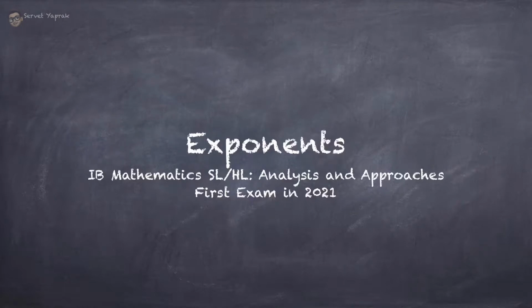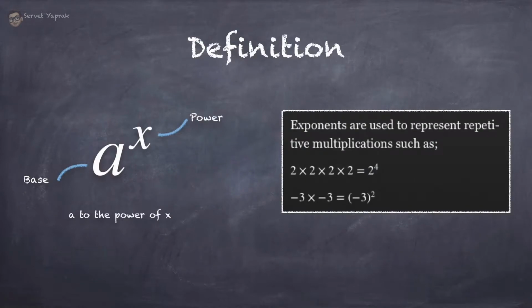Hello, in this video I will explain exponents for IB. Let's start with the basic definition. This is an exponential term and it is read as a to the power of x. Here a is called the base and x is called the power or indices.